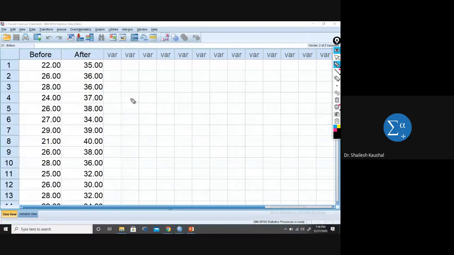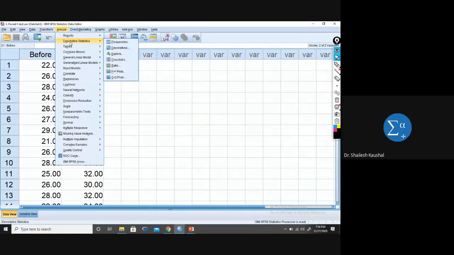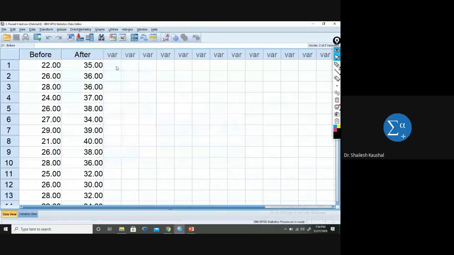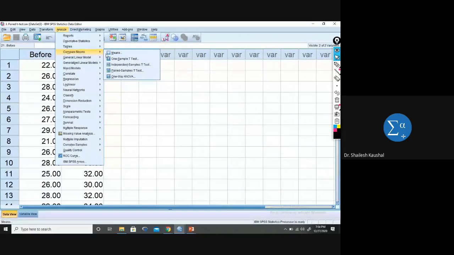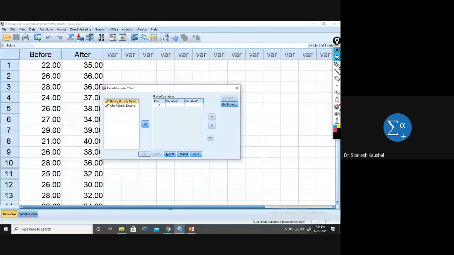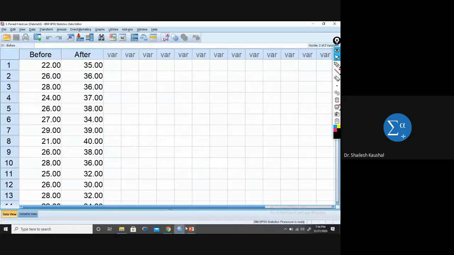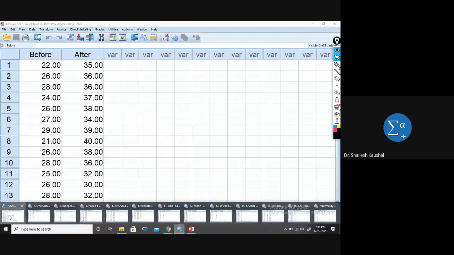Now how to perform it? So analyze, compare means, and, sorry, paired t-test. Again I am repeating: analyze, compare means, and paired sample t-test. Now I am transferring the before faculty development program and after faculty development program variables both, and then okay. So after okay, what is the output? This is my output.